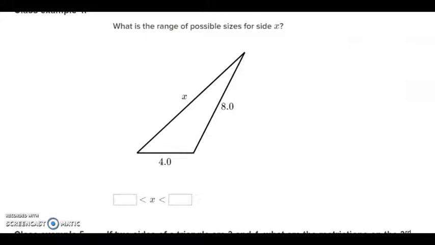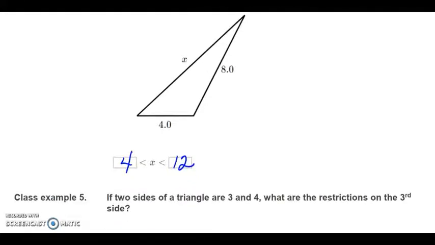So the range of possible sizes for side X: 8 minus 4 is 4. 8 plus 4 is 12. X would have to be between 4 and 12.